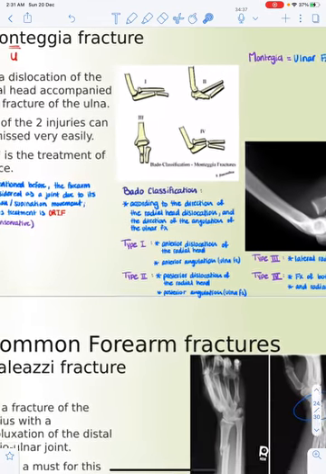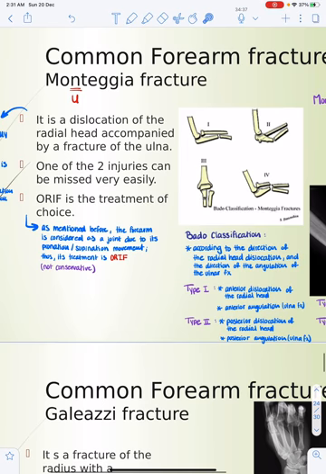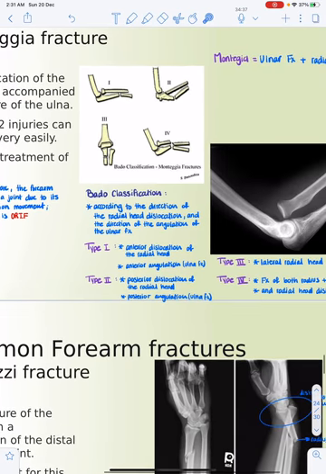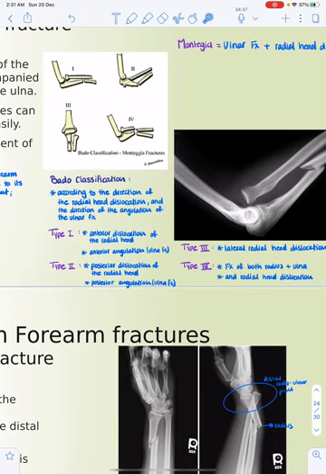Okay, so the Monteggia fracture, the ulna fracture we talked about above, also has a classification. It's called the Bado classification, and it's classified according to the direction of the radial head dislocation. Type 1 is anterior dislocation of the radial head and anterior angulation of the ulna fracture itself. Type 2 is the complete opposite, so posterior dislocation and posterior angulation.